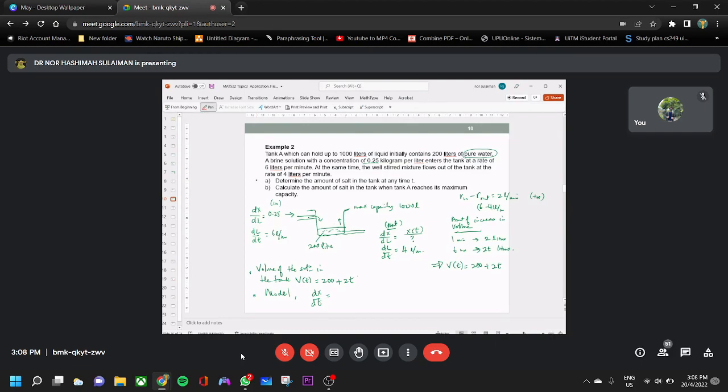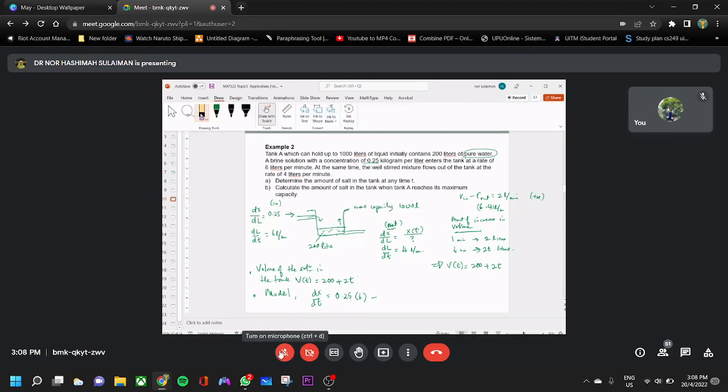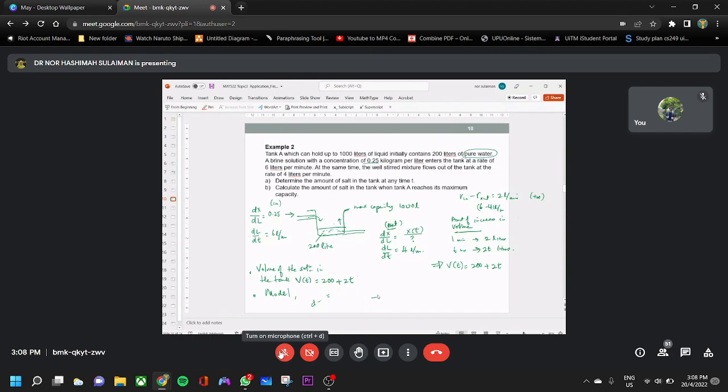Dia punya yang masuk berapa ni? 0.25. Alright, darabkan dengan 6. Betul tak? Betul. Tolak berapa? Okey lah, dia tak nampak lagi. Okeylah, kita simpan dia sekejap.